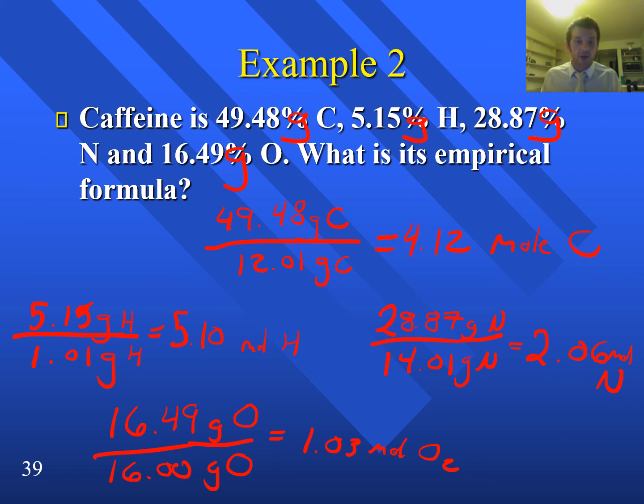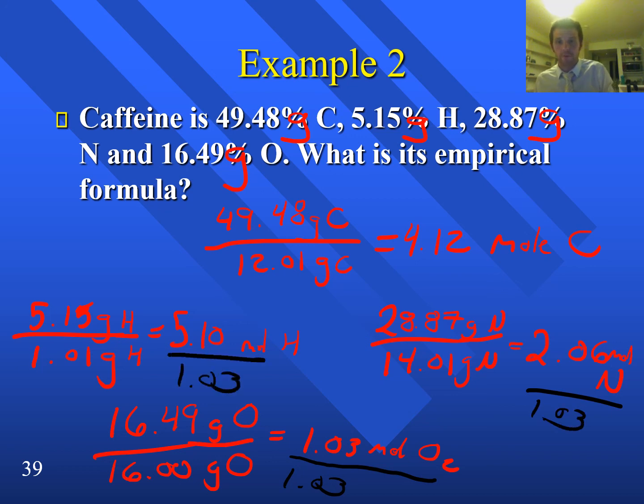So now what we're going to do, I'm going to switch colors for this. I'm going to divide all of these by the smallest value we have. And the smallest value is 1.03. And this is going to give us our empirical ratio.